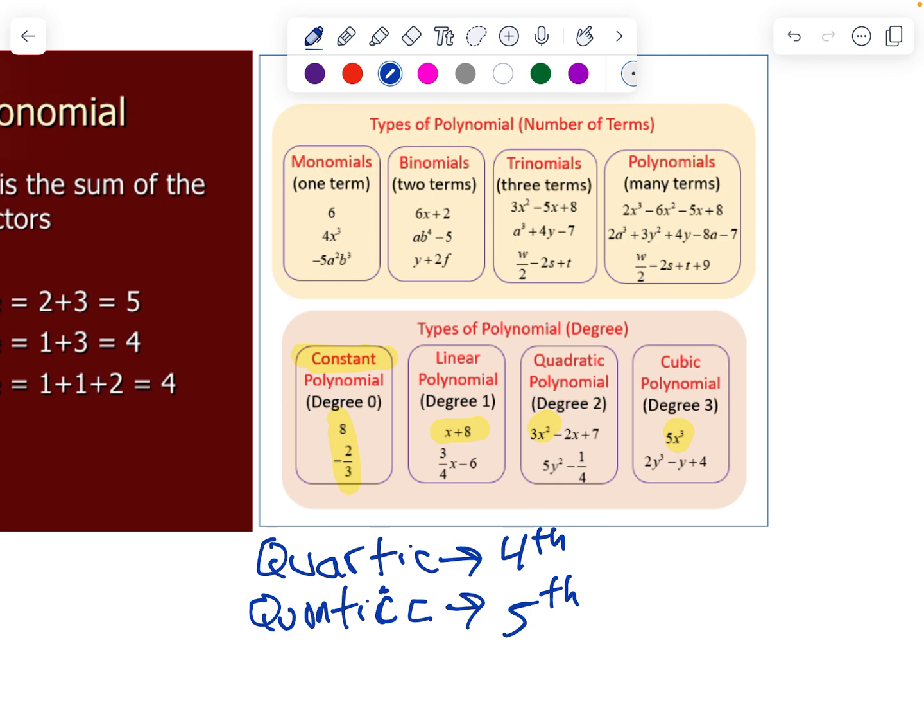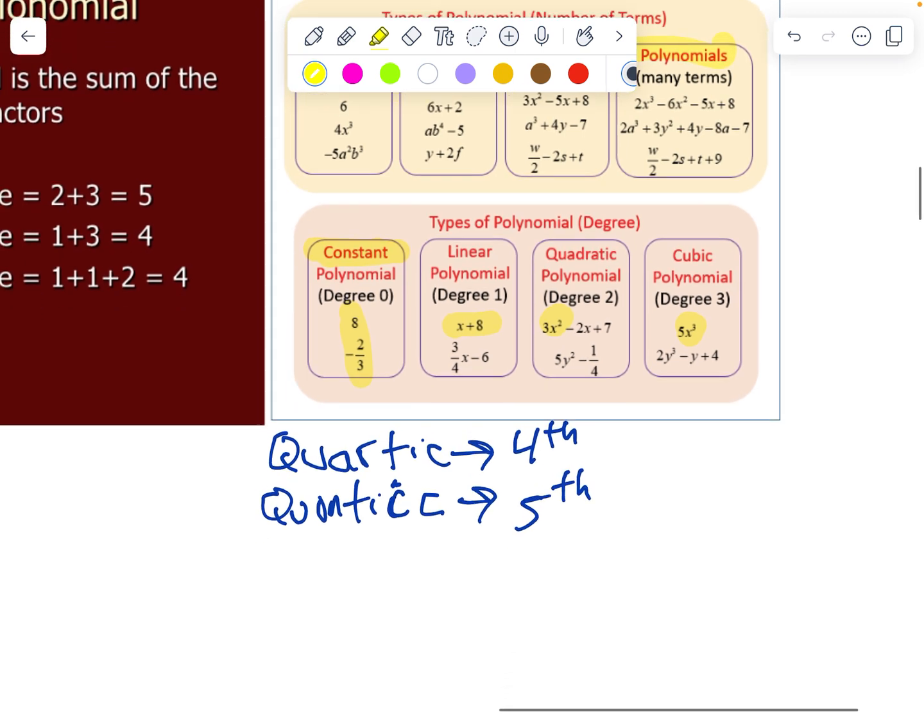Now, when we look at the number of terms, that's a little different. Number is how many terms you have. Monomial, we talked about, because that's what we did in Chapter 8, is just one term. Binomial, like bicycle, is 2. Trinomial is 3. Anything beyond that, we just refer to as a polynomial.